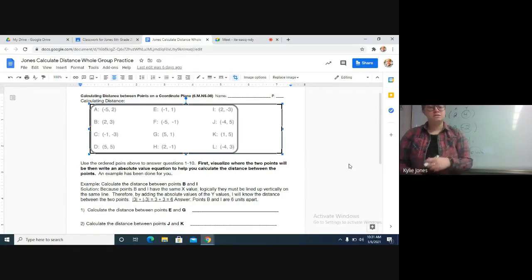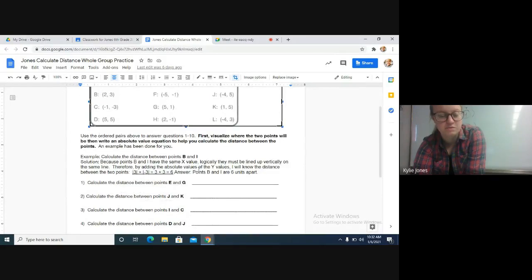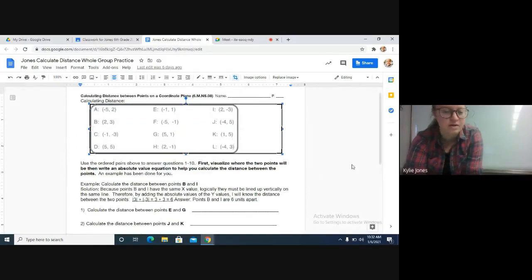The directions say, use the ordered pairs above to answer questions 1 through 10. First, visualize where the 2 points will be and then write the absolute value equation to help you calculate the distance between the 2 points. You don't have to draw a graph if you don't want to. I'm not going to require that. But we're going to do one together, maybe 2, and then I want to have you guys work on a couple on your own. Okay?